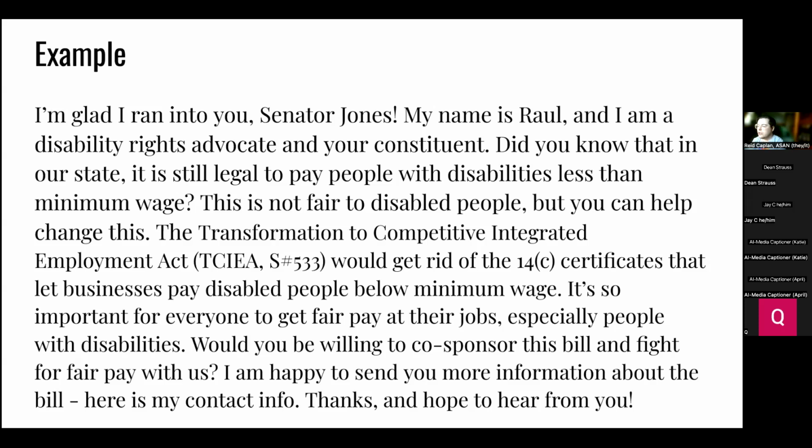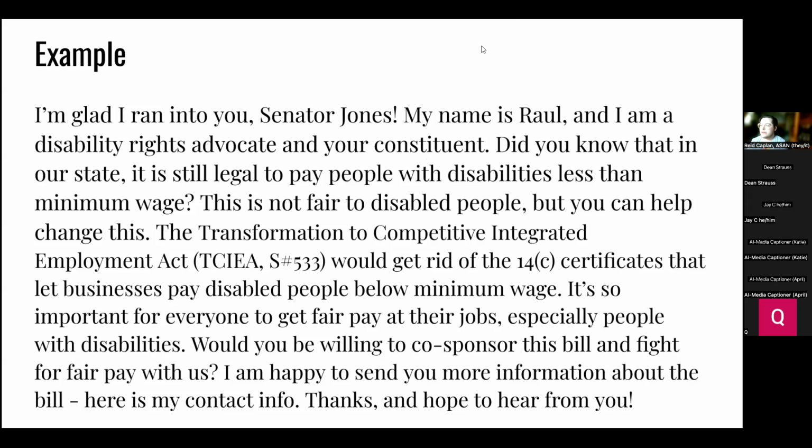The Transformation to Competitive Integrated Employment Act, TCIEA, S. 533, would get rid of the 14(c) certificates that let businesses pay disabled people below minimum wage. It's so important for everyone to get fair pay at their jobs, especially people with disabilities. Would you be willing to co-sponsor this bill and fight for fair pay with us? I'm happy to send you more information about this bill. Here's my contact information. Thank you.